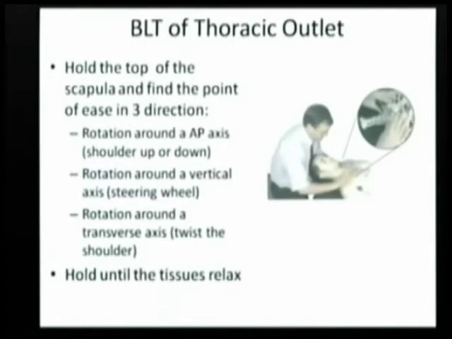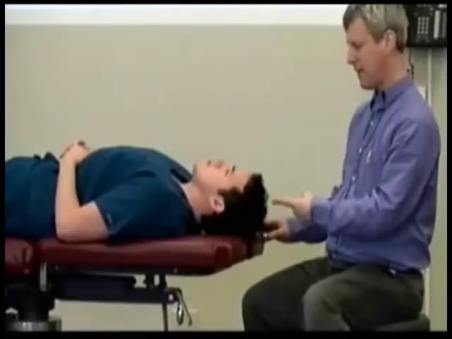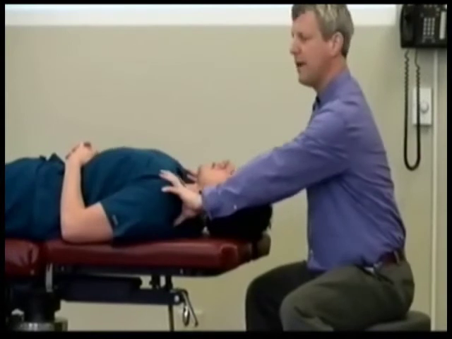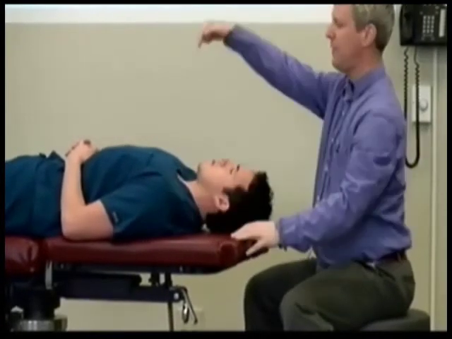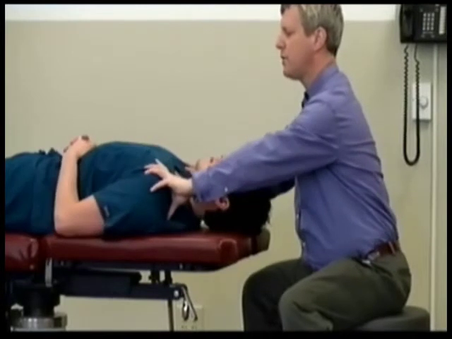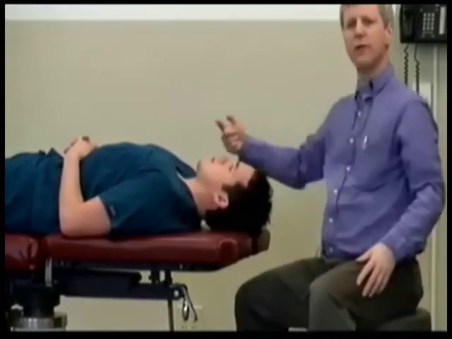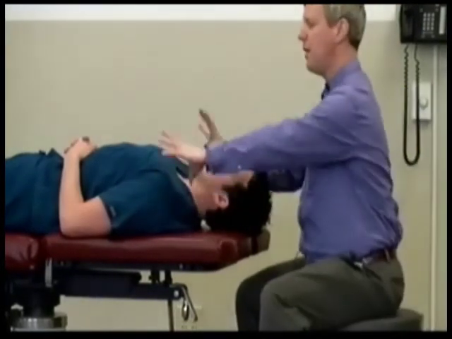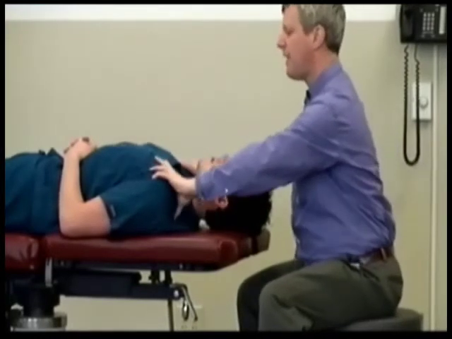Face up, head here. So basically we have three axes here. We have a vertical axis. Rotation would be like a steering wheel. We have an AP axis. Rotation along that would be pushing one shoulder up or down. And we have a transverse axis. Rotation there would be a twisting, like the wringing of a towel.